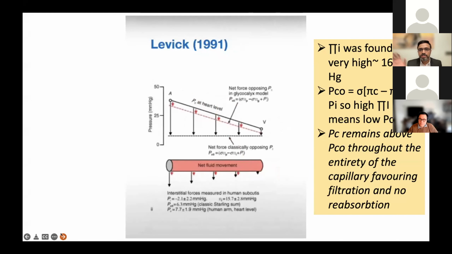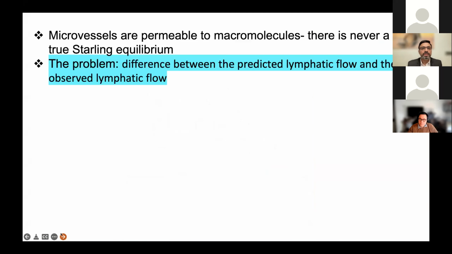So this principle was challenged by Levick and colleagues in 1991, who said that there is a constant filtration from the arterial end to the venular end, which gradually falls as the hydrostatic pressure falls. But there is never a reversal or a reabsorption of fluid back into the capillaries from the venular end. So this is in a steady state condition. There's always a net filtration force. So there is definitely never a true Starling equilibrium, and there's always a net filtration.